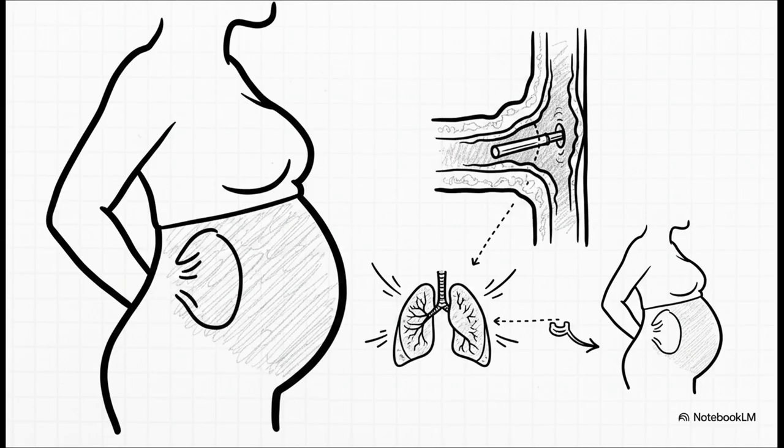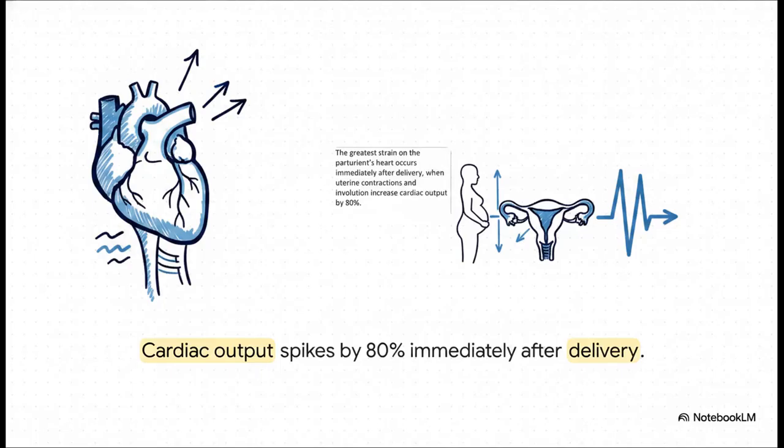Oh, and one more thing. When you're ventilating, be incredibly careful. Extreme hypocapnia from hyperventilation will drastically reduce uterine blood flow, and that causes fetal hypoxemia. Just don't do it. Now, the most dangerous moment for maternal heart strain, it might actually surprise you.